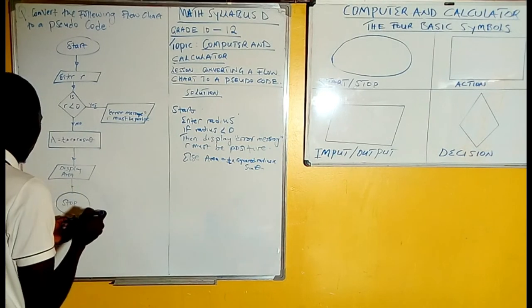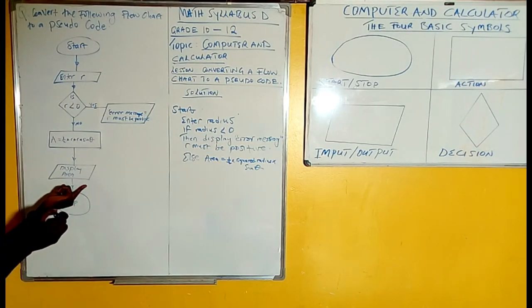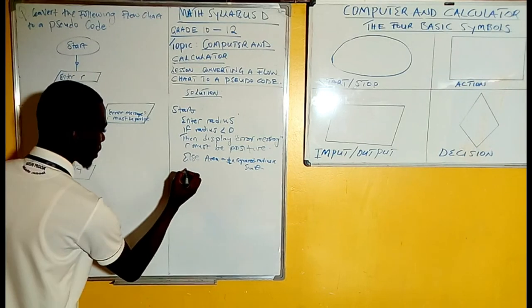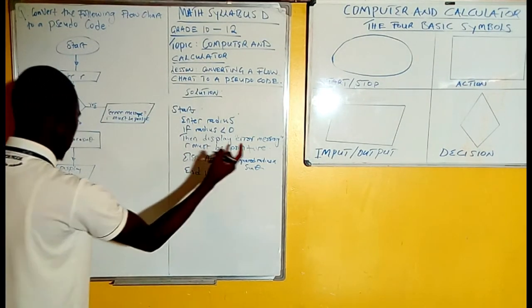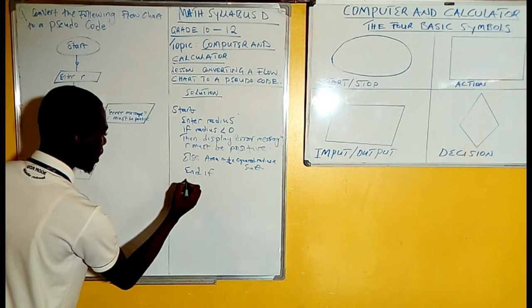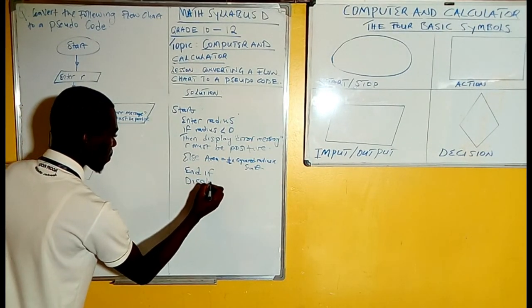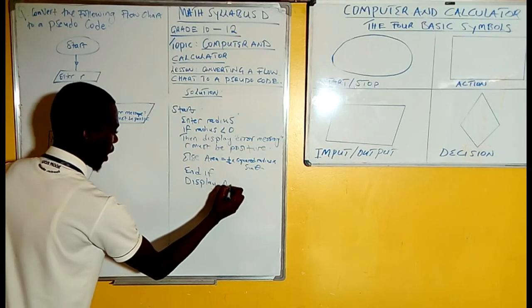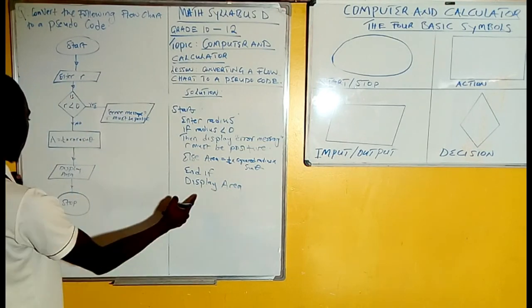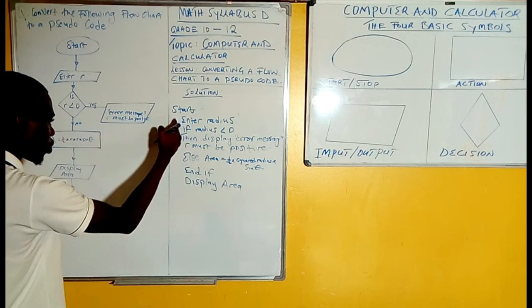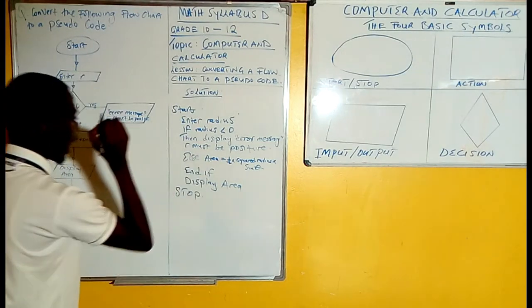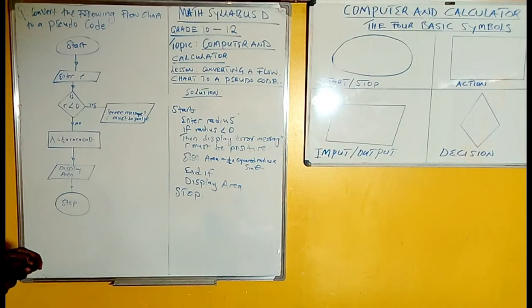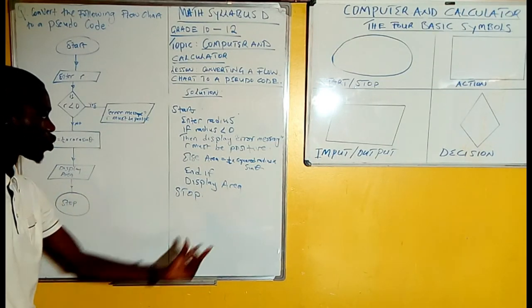Okay, then before you can display what you are calculating, there is always this funny thing that is put, and if. Okay, and if, then that's when you say display area, because that is what you are doing. Then having done that, a stop. So this stop should be on the same line there. Stop. And you are done. You have converted from a flowchart to a pseudocode.